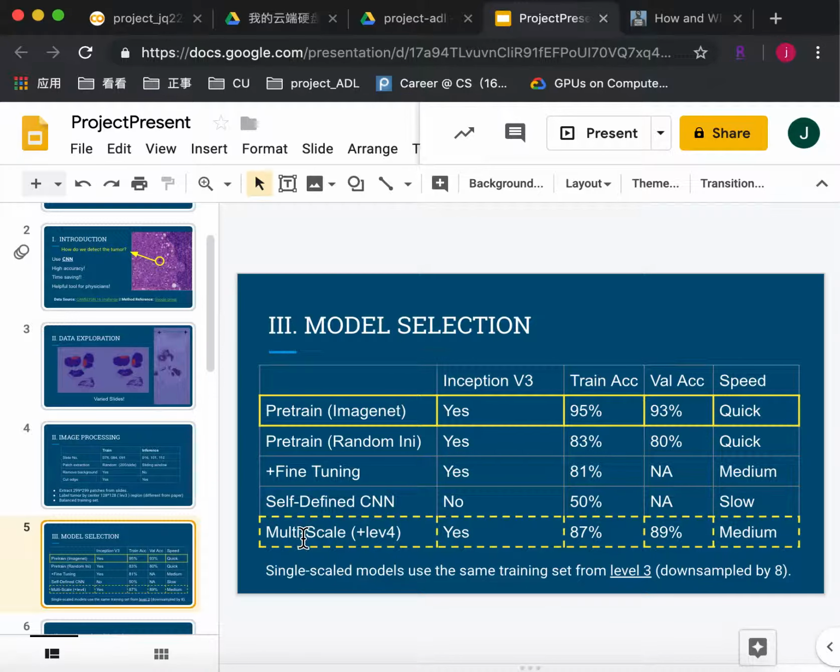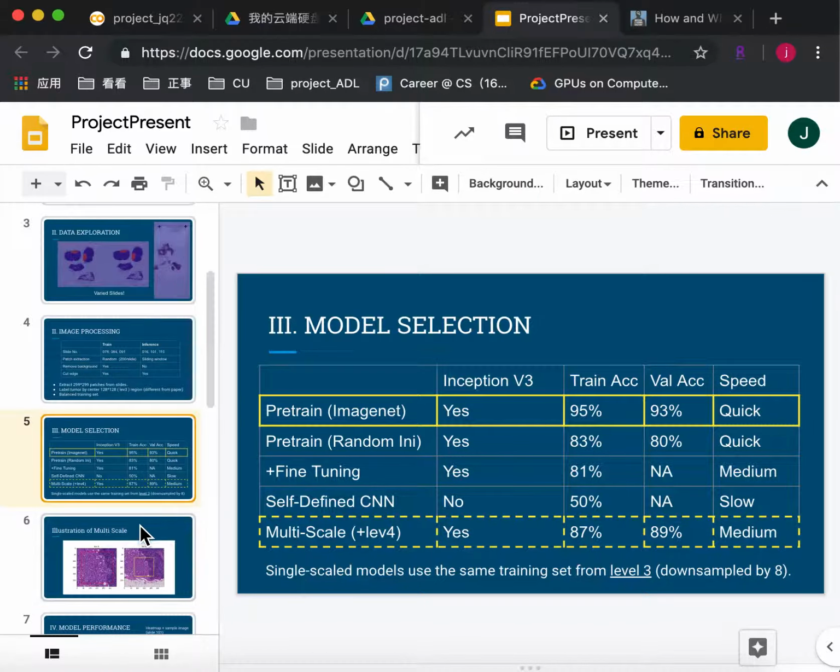And I also tried the multi-scale models with Inception V3. We could see that it has the second highest performance of all the models, and its speed is a little lower than the first one.